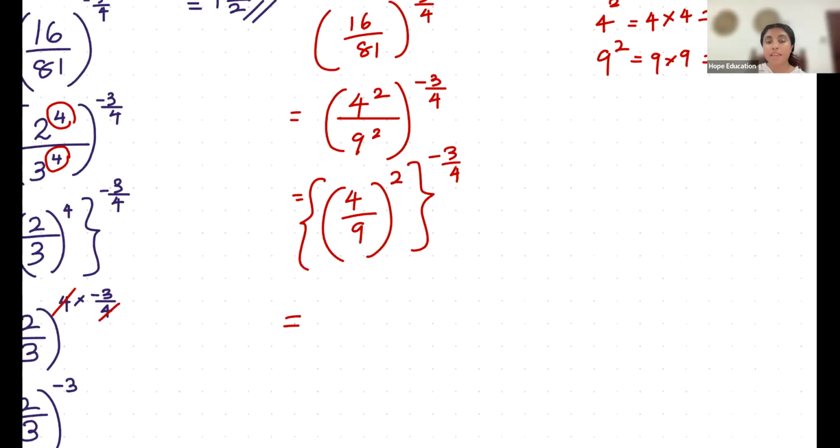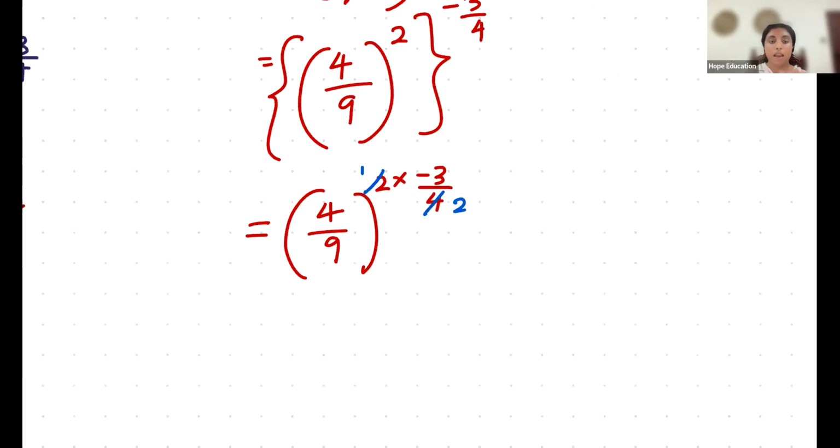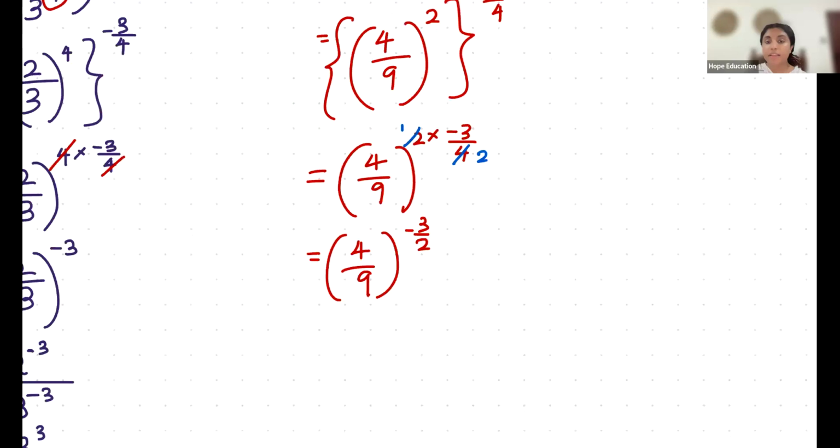Now, here we have two powers which are separated by brackets. So 4 over 9, since we have two powers separated by brackets, they become a multiplication. So 2 multiplied by minus 3 over 4. Here, 2 times 1 is 2, 2 times 2 is 4. I have 4 over 9 to the power minus 3 over 2.